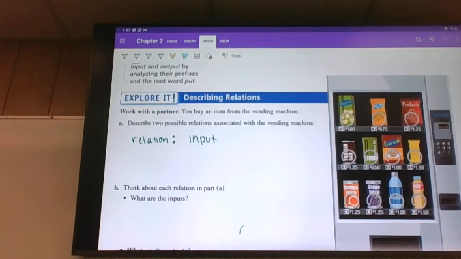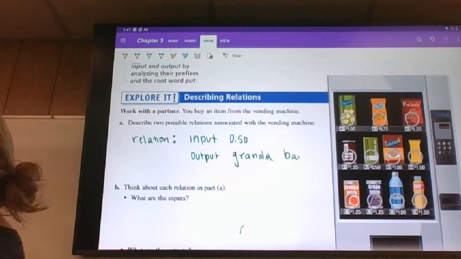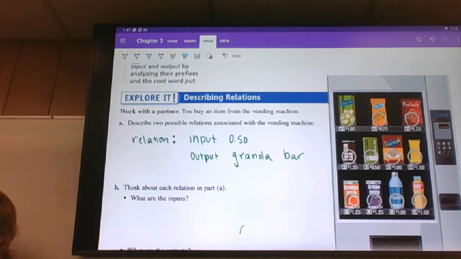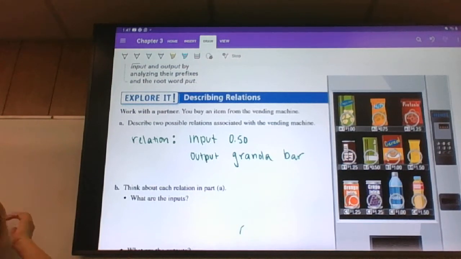Input, 50 cents. We need that back here. No, I need all of it. Granola bar. Inputs and outputs. Gio, you get it? Gio, Brianna, Aubrey, you get it? Because you put the 50 cents in and you get out the granola bar. All right. Jacob, are you on task? Yes. I need Brianna to tell me a different relation in this vending machine. Sorry if it's Brianna. I always mess that up. Is it Brianna? Yes. Sorry, Brianna.